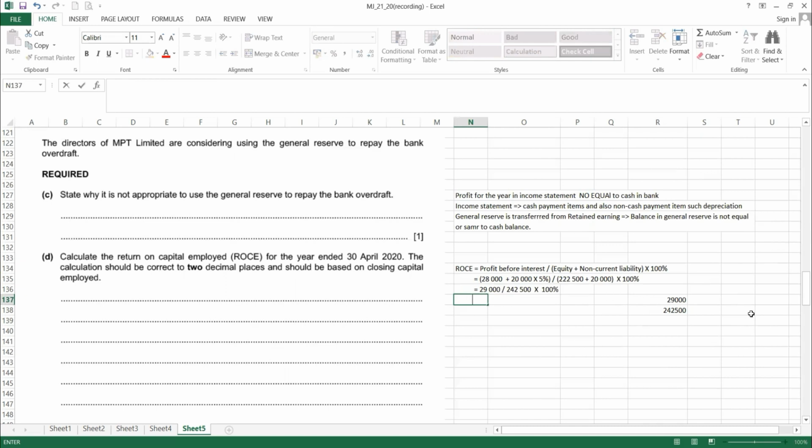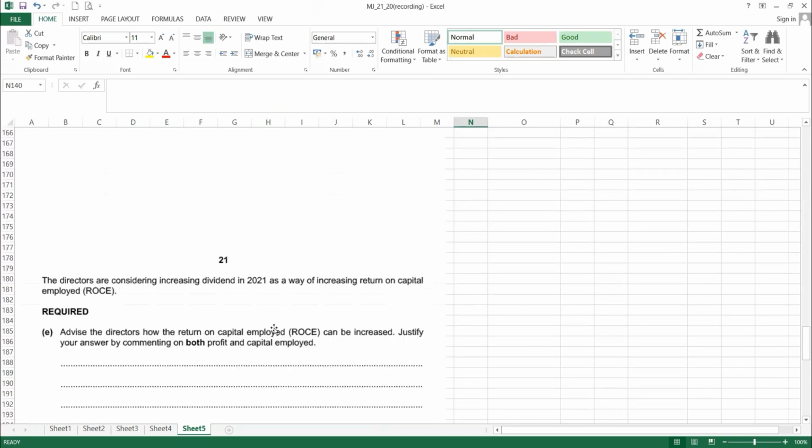So now continue. 29,000 divide 242,500 and then times 100%. So we get 11 point something. The question says 2 decimal places, so we have to round to 2 decimal places. So this is the answer that we get. Okay, now let's move on, see what else the question asks.